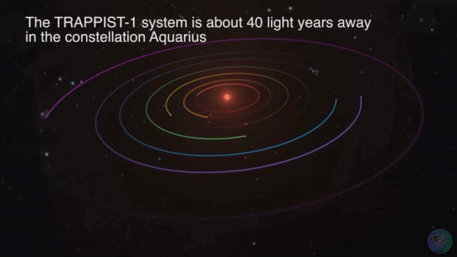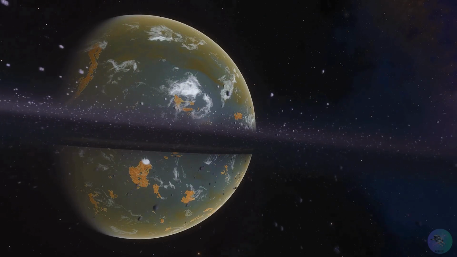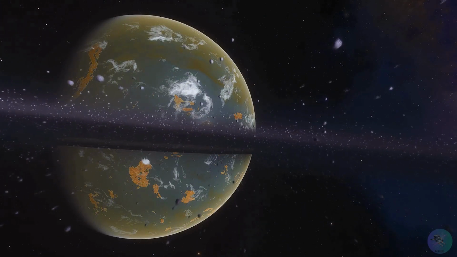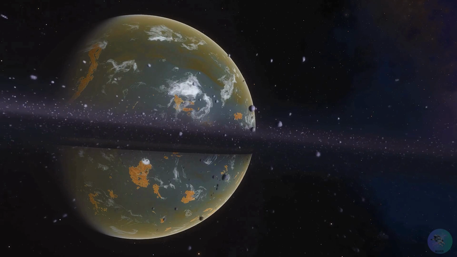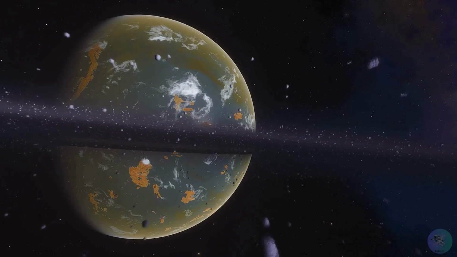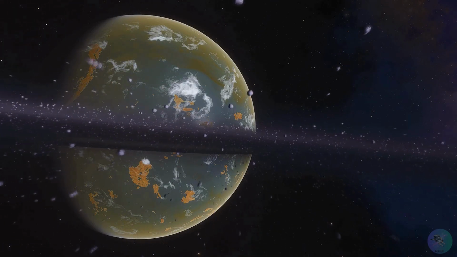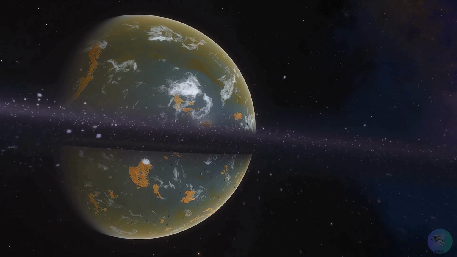But finding a planet in the habitable zone doesn't guarantee it's Earth-like. Many factors come into play. The planet's size and composition are important. Is it a rocky planet like Earth, or a gas giant like Jupiter? The planet's atmosphere also plays a crucial role. An atmosphere helps regulate temperature and can protect the surface from harmful radiation.